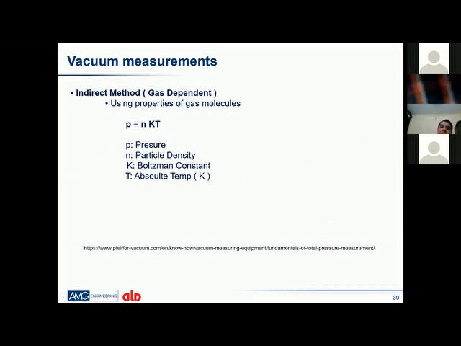Then the indirect method is gas dependent. Whenever the vacuum level goes very low, like 1 millibar and 2 millibar, there is not much force which the gas can exert on the vacuum gauge, like this capacitance gauge or the diaphragm gauge. So we use the properties of the gas itself to measure the different vacuum levels. Pressure is nothing but the number of particle density times the Boltzmann constant times the absolute temperature. This is the phenomenon and the formula used for the gas dependent gauges.